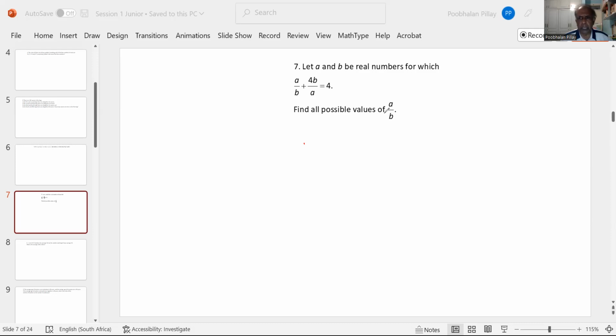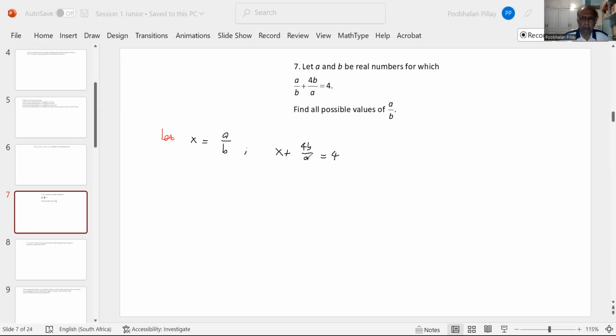Okay, so we don't know what a over b is. So let's give a name to that a over b because it occurs here. Let x be equal to a over b. So let's call this the unknown. Then when you substitute there, you get x plus 4b over a equals 4.